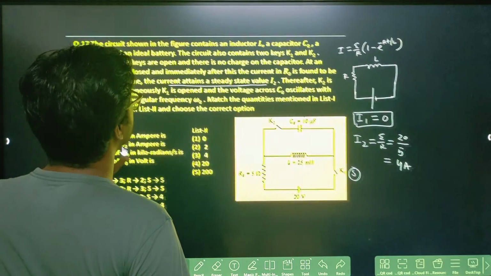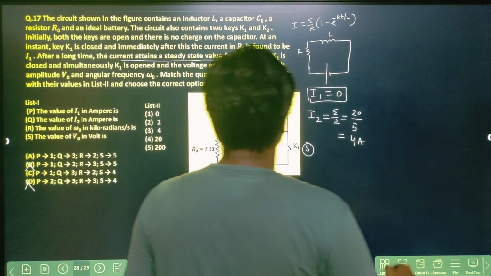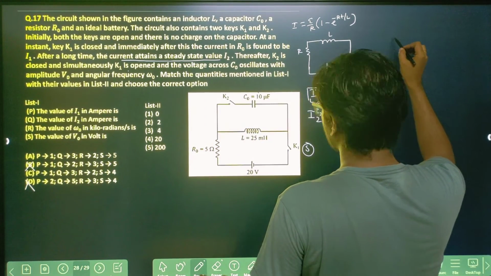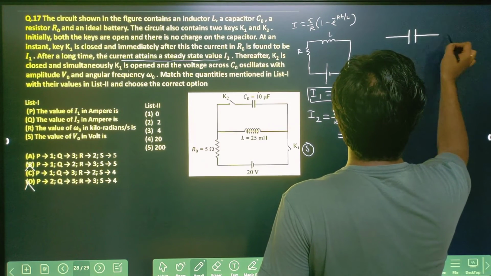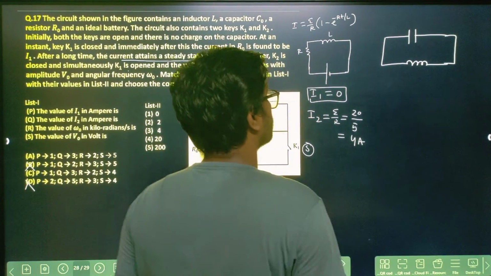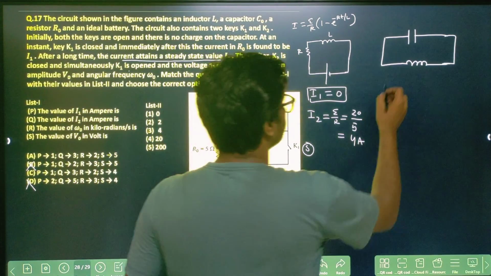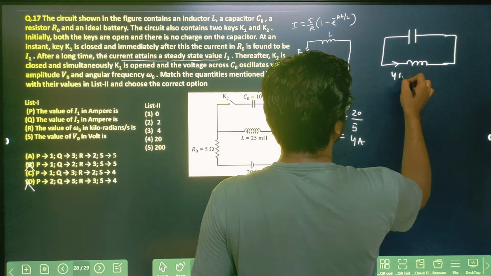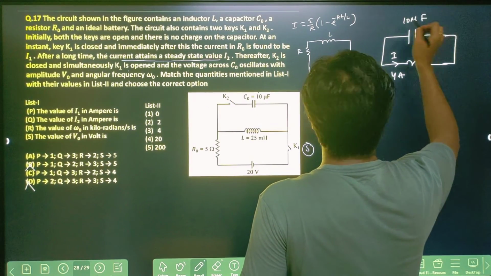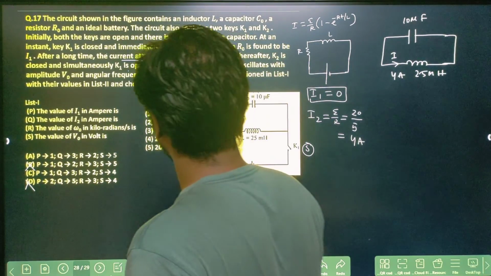So here I can say how it will look like. Now K2 is closed, so it will be a capacitor and an inductor. K2 is closed and K1 is open, which means there will be no source here, right? And the current initially in it is I, that will be 4 ampere, right? And this will be your 10 microfarad and this will be 25 millihenry. This is the case.